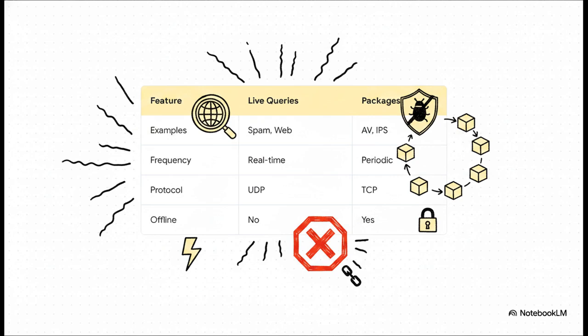First, you've got live queries for things like web filtering. These happen in real time over UDP to prioritize pure speed. Second, we have package downloads for antivirus and IPS signatures. These happen periodically over TCP to ensure reliable delivery. But here's the big takeaway, so listen up. Do not interrupt those TCP package downloads. If your firewall gets stuck retrying a download because of a dropped connection, it is operating blindly and it simply won't be able to detect the newest threats.